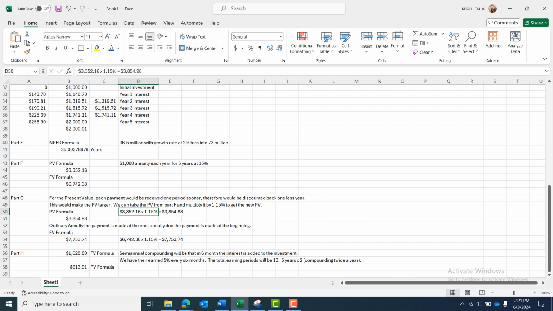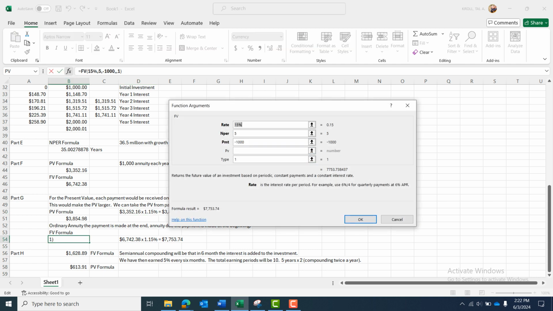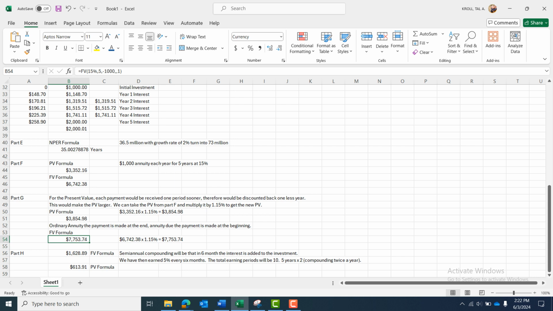Now it talks about it discounting it back one less period when we talk about present value, saying you would have to invest more as the present value becomes larger, but not by as much as you think, because you're actually gaining some interest at the beginning of each year. Same thing down here. I just plugged it into the formula and I changed the last box to a 1 to say that I'm actually earning this money and investing at the beginning of the period, not at the end of the period.